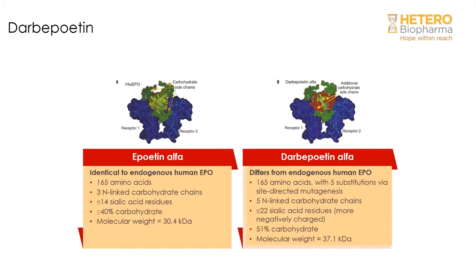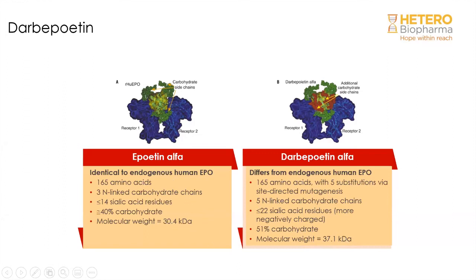Let's come to the darbepoetin, our main molecule for tonight. How is it different from the erythropoietin? Both of them have the same protein structure. It is the 165 amino acids. But there are 5 amino acid substitutions in the darbepoetin, which try to make the long half-life, but more importantly, it is the carbohydrate. They are more glycosylated. They have 2 additional chains of glycosylation. So they are more negatively charged, have a higher carbohydrate concentration, and they have a bigger molecular weight.